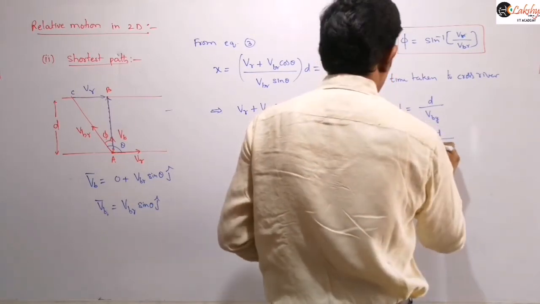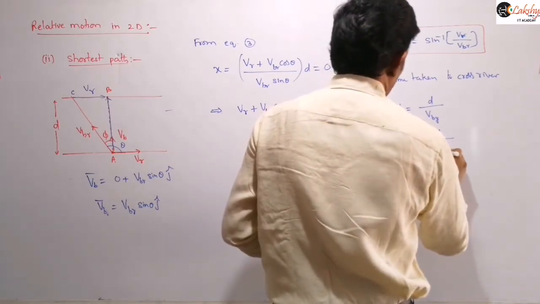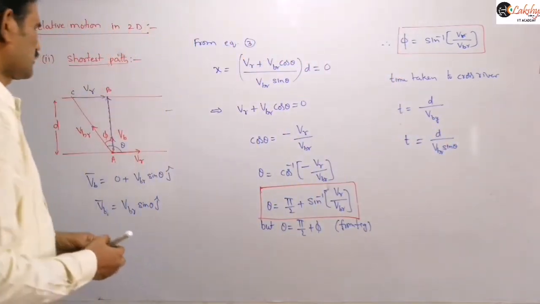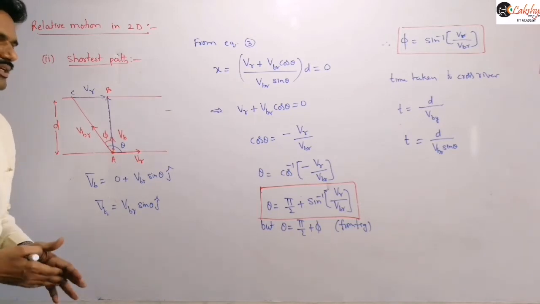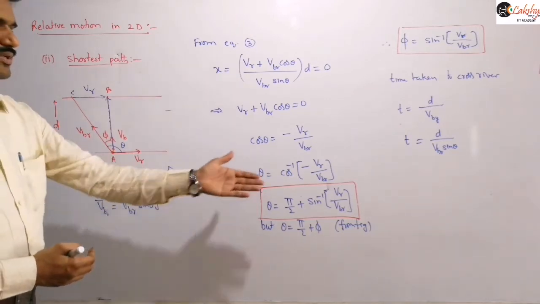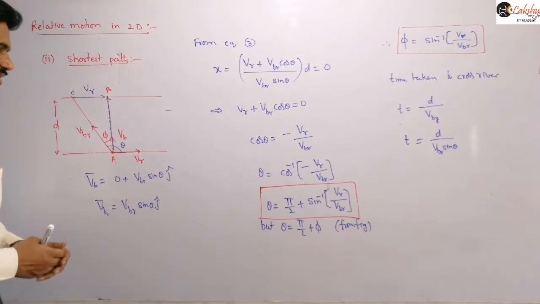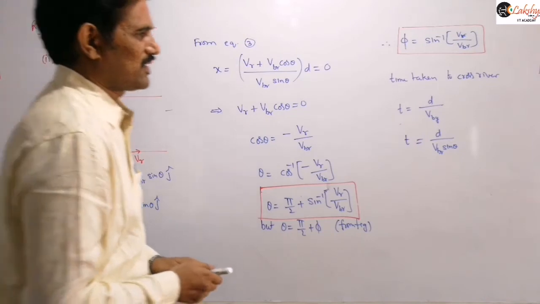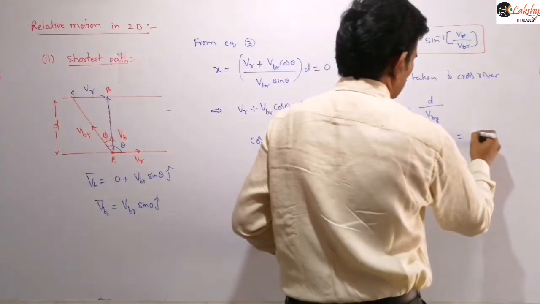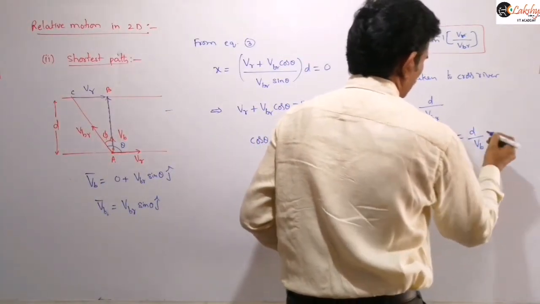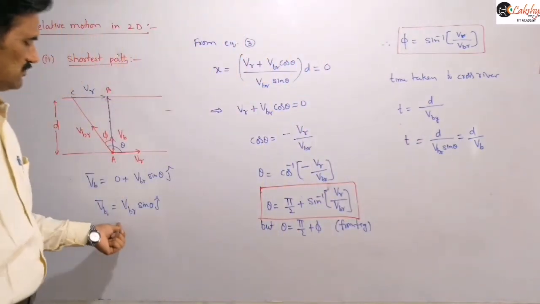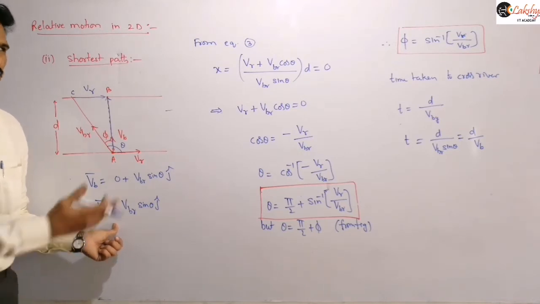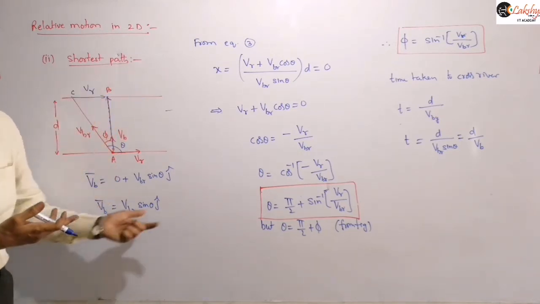So time is d by VBR sin theta. Now for VBR sin theta we need to write this value here. You can simplify it: VBR sin theta is nothing but the magnitude of the vector VB. We can't keep the expression in terms of theta, because theta itself is a variable and first you need to apply that formula to find the theta value.